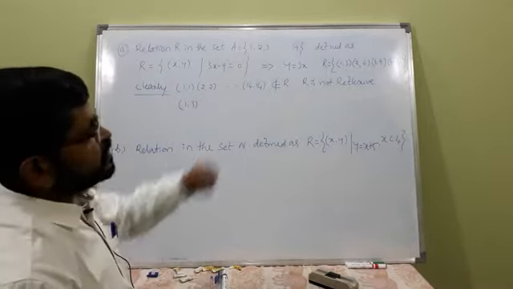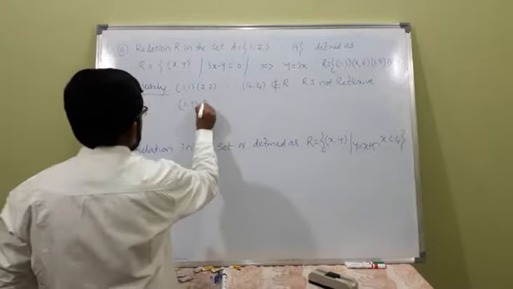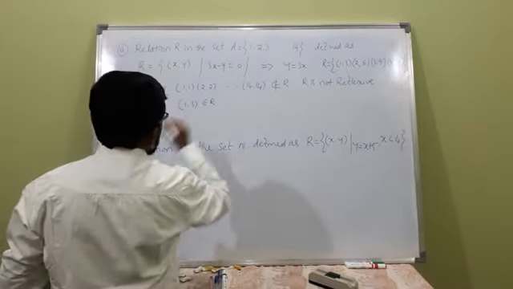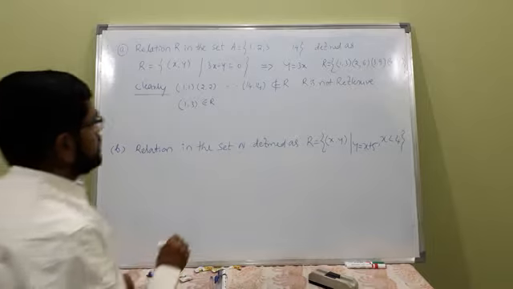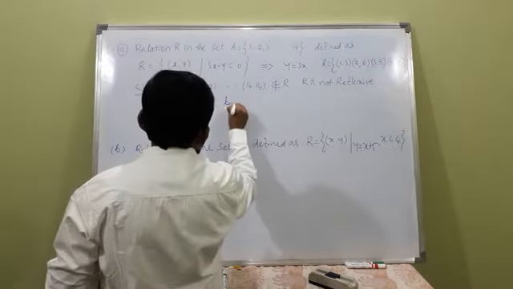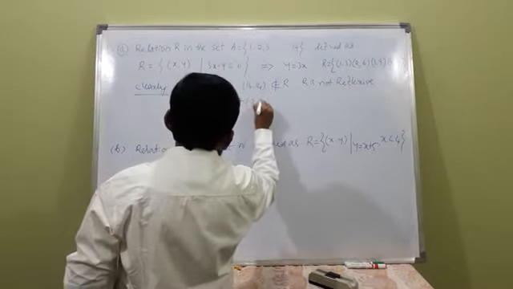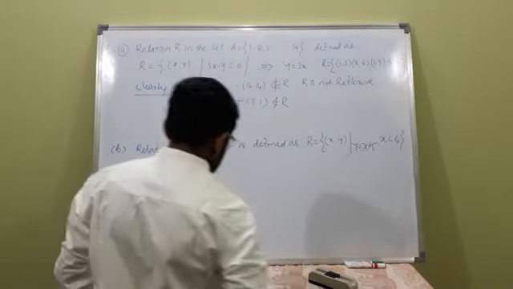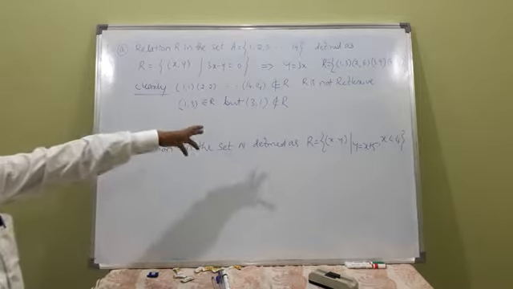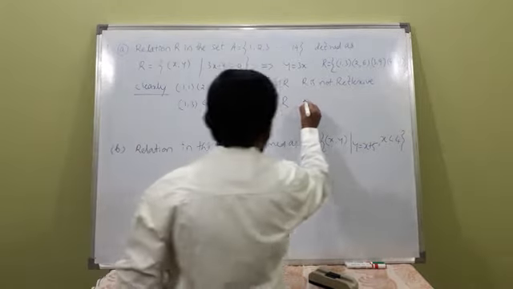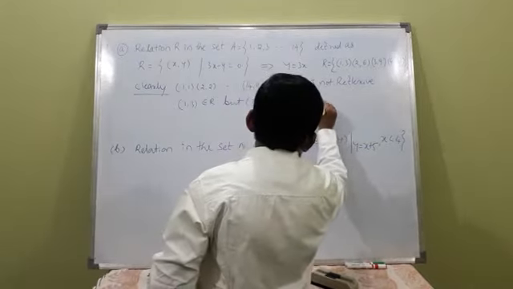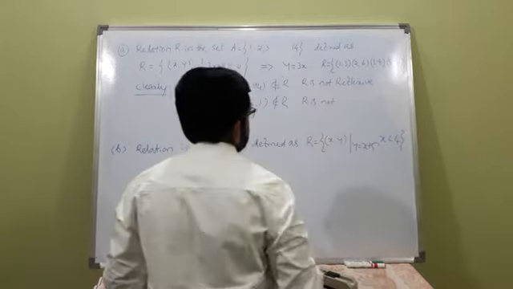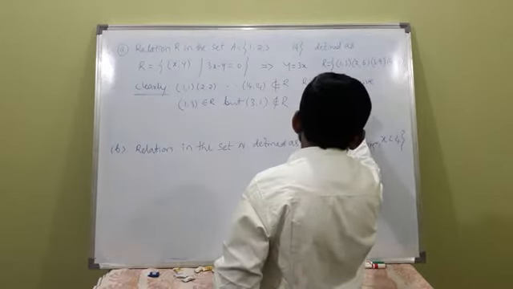(1,3) is there, that belongs to R. (1,3) is an element of R, but (3,1) is not an element of R. (1,3) belongs to R, whereas (3,1) does not. So R is not symmetric.